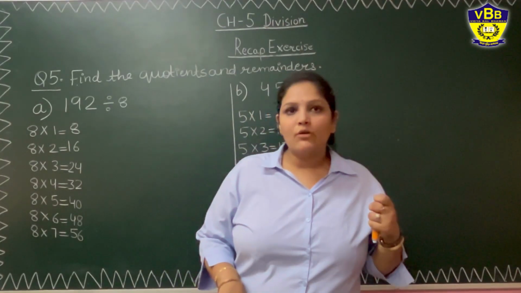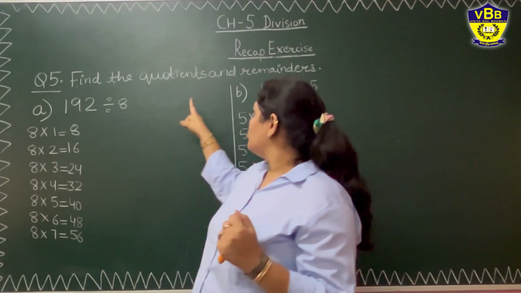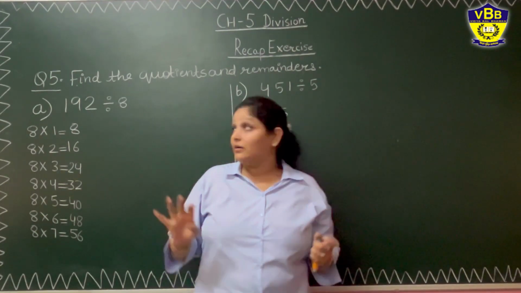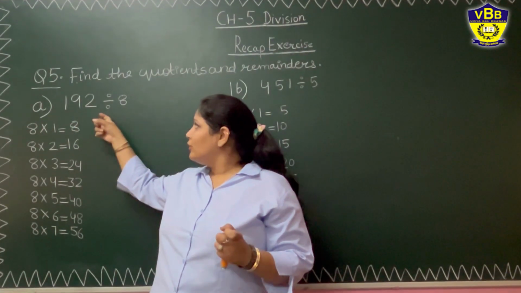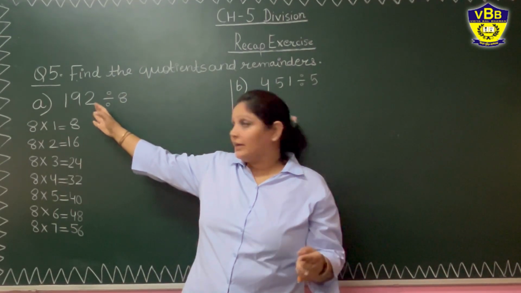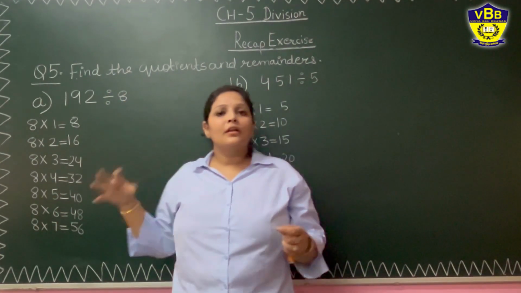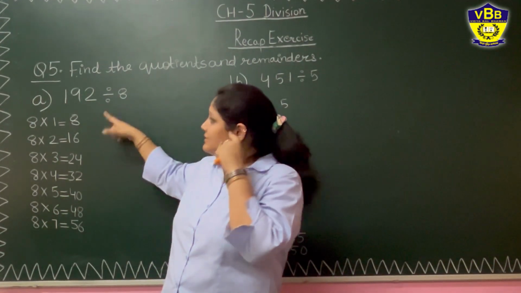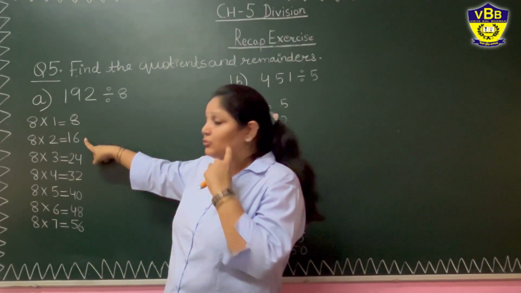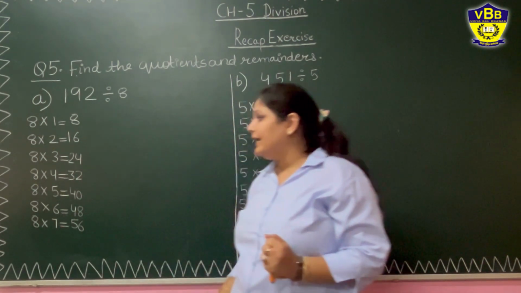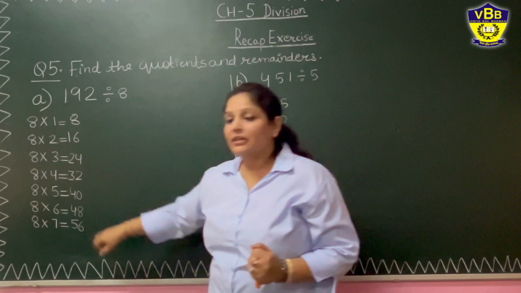Okay, now let's see question number 5. Find the quotients and the remainders. In this question we need to find the quotient and remainder. So A part is 192 divided by 8. 192 is the dividend, the number which is to be divided, and 8 is the divisor, the number by which we divide. So you can see I have written the table of divisor. 8 1 is 8, 8 2 is 16, 8 3 is 24, 8 4 is 32, 8 5 is 40, 8 6 is 48, 8 7 is 56.